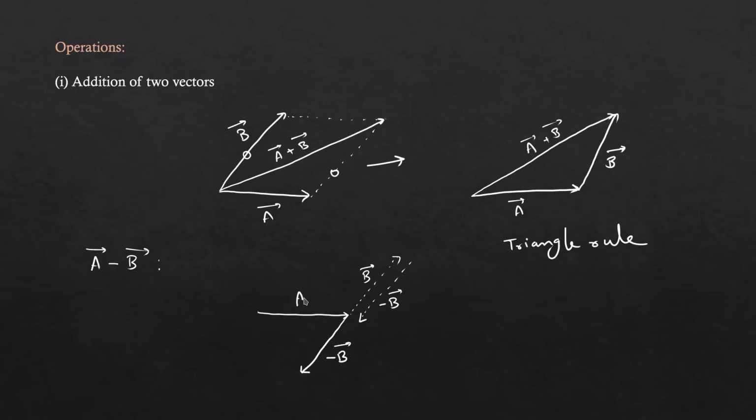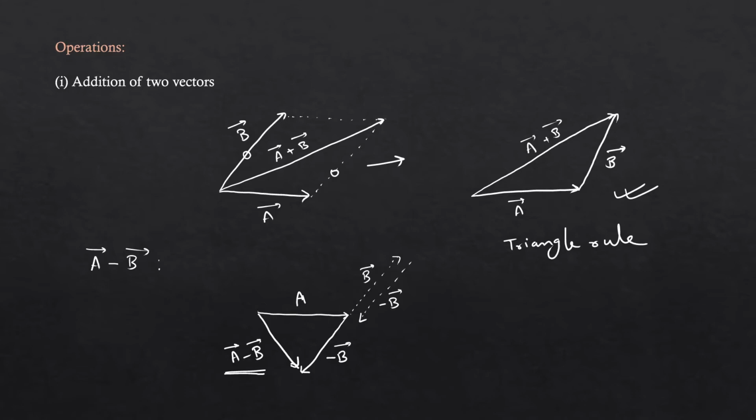This was vector A. So what is the summation of these two? You take this and go till here. This will be your vector A minus vector B. This is the same as the triangle rule which we saw here. Instead of adding vector A and vector B, now we are adding vector A and minus vector B, which gives us A minus B, which is equivalent to the subtraction of the two vectors.